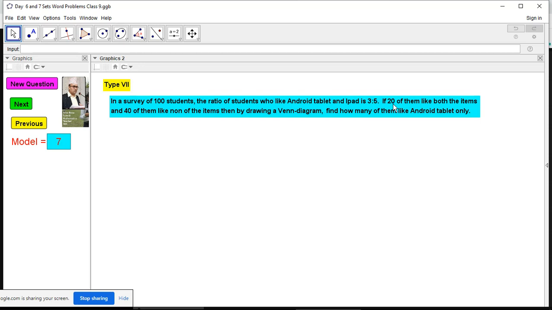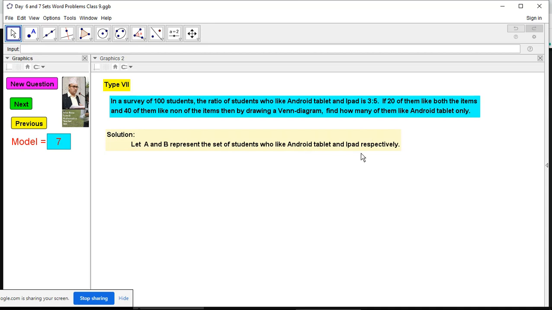Now I will mention the question again. I will read it out. 100 students are there, and the ratio of set A to B is 3 is to 5. 20 is both, meaning that is the intersection, and 40 is the complement part. The complement part is known, the intersection part is known, but we don't know the number of the first set and second set. The ratio of the first to second set is given, that's why 3 is to 5. We have to use it.